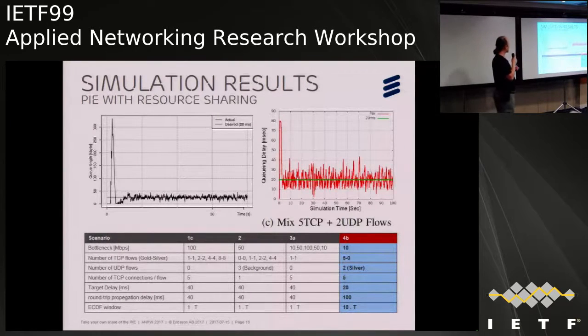So, this is the queue length of the two algorithms. This one is from the PIE paper. This is from our paper. So we have a slightly larger overshoot here. And after the transient, it keeps the queue length very similar.